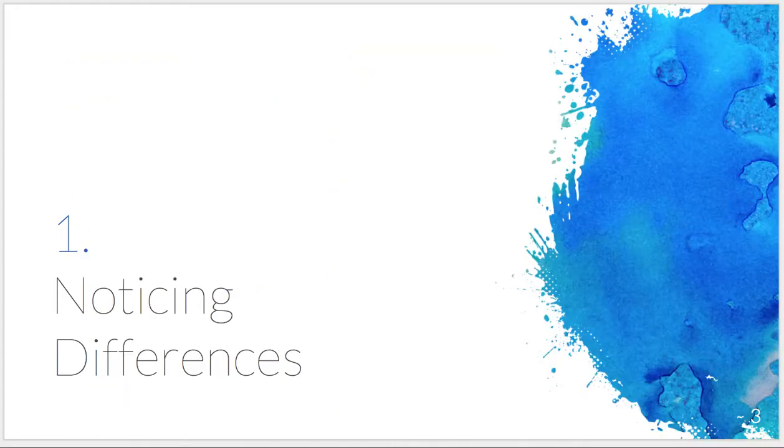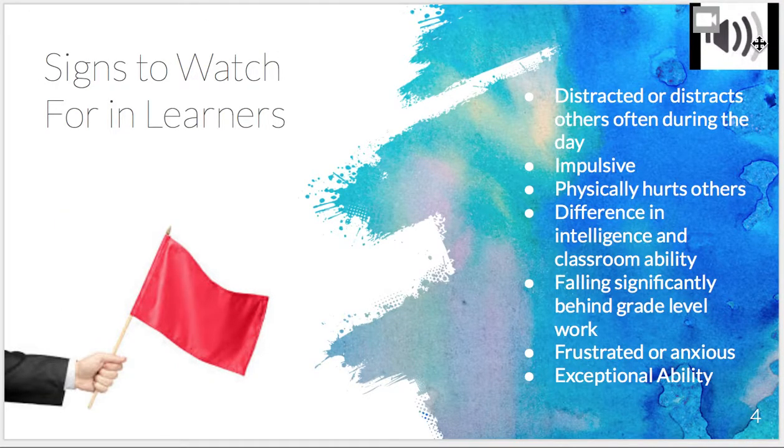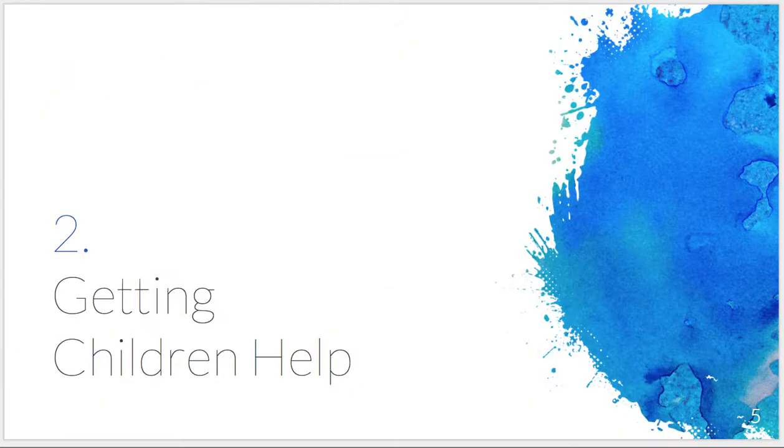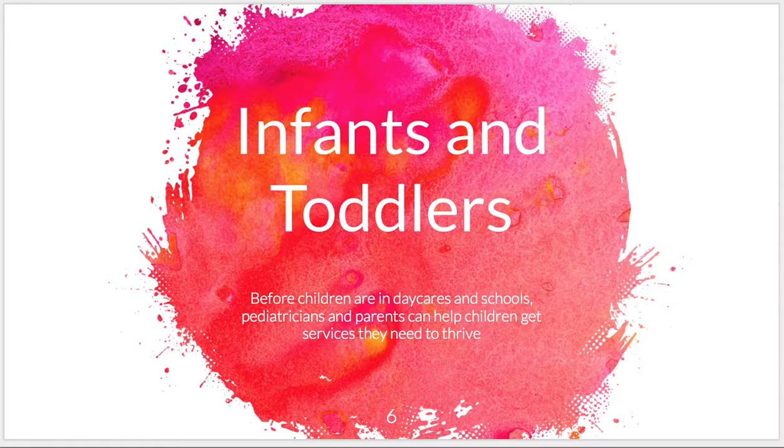Our first topic this week is noticing differences in learners, and you're going to listen to the podcast up here in the top corner that corresponds with the slide. Our second topic is getting children help, and we're going to start with the help for infants and toddlers.